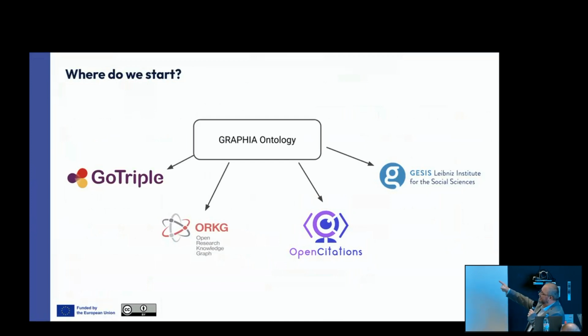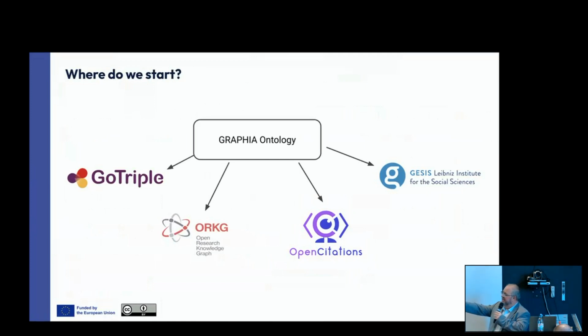The other resources that were identified are GESIS, the Leibniz Institute of Social Science. They have a knowledge graph on social science surveys with different types of data. Then OpenCitations, which contains citation information. Initially, we had Matilda as well, so we can still add Matilda in the loop. But when we started the work, Matilda was not online yet and not ready, so that's why we postponed it. And then we have OKRG.